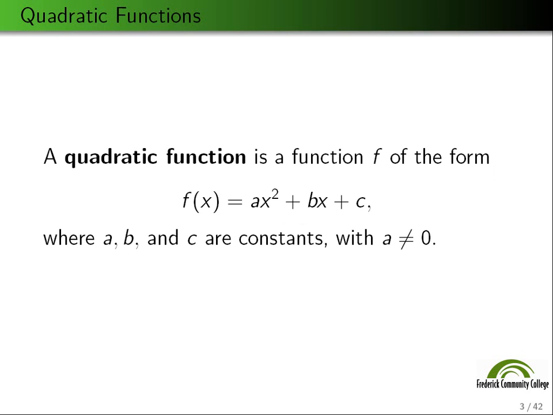A quadratic function is a function f of the form f of x equals ax squared plus bx plus c, where a, b, and c are constants and a cannot equal 0. A can't equal 0 because if it does, then we just have a linear function. So if we're going to call it quadratic, a, the coefficient of x squared, has to be non-zero.